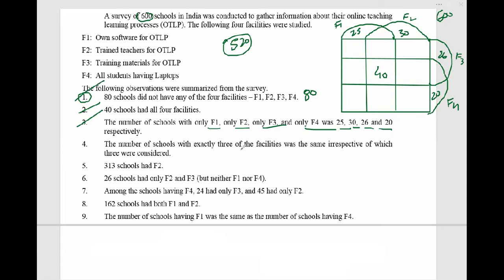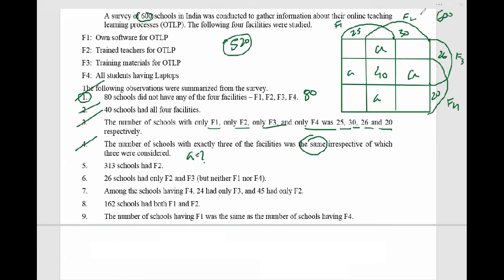The number of schools with exactly 3 of the facilities was the same irrespective of which 3 was considered. Very important. These are the 3-facility regions. This is F1, F2, F3. This is F2, F3, F4. This is F1, F2, F4. And this is F1, F3, F4. All of them are equal. We don't know the value, so I'm using a variable A here. Once I solve, I'll remove A and write the exact value. So I've plotted it, although I didn't solve it. A I need to find out.